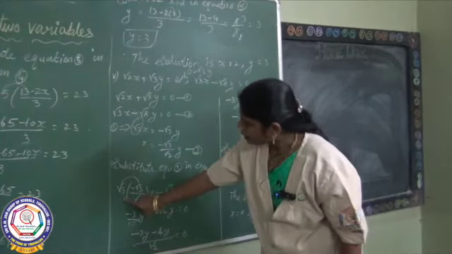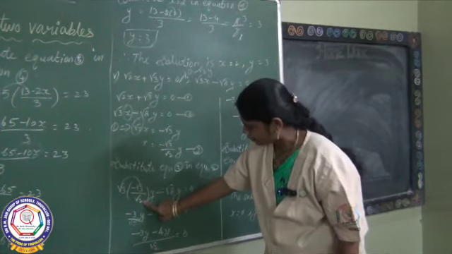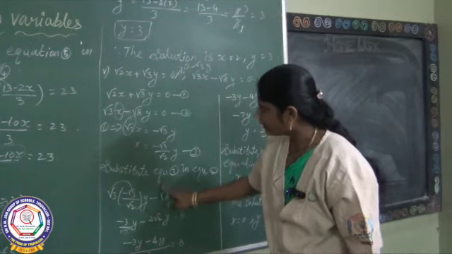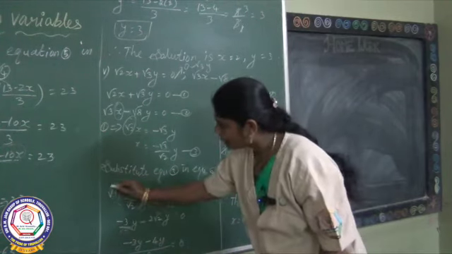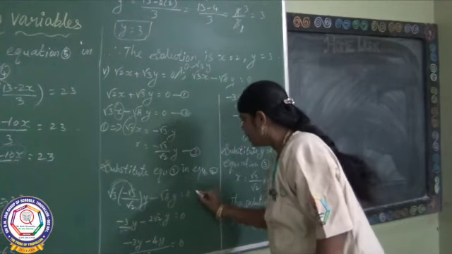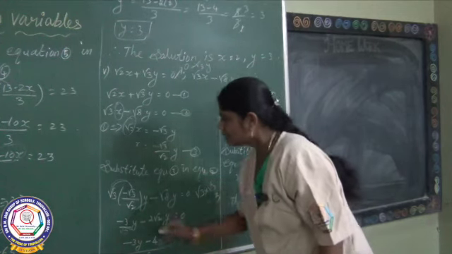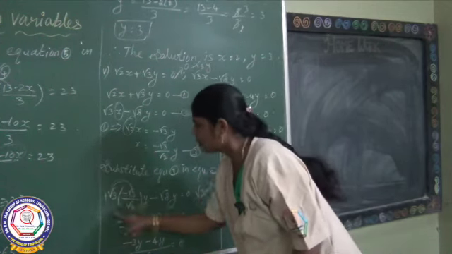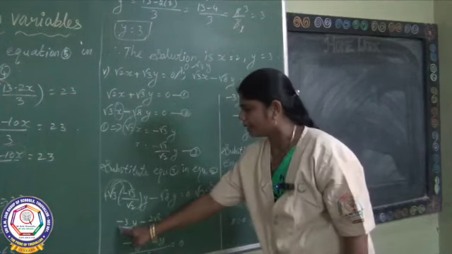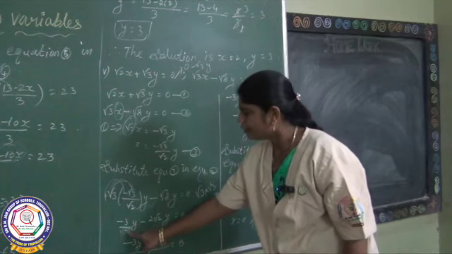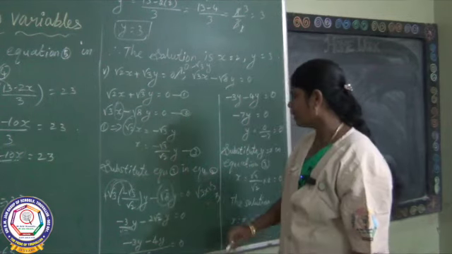So root 3 into x, instead of x you substitute the value, minus root 3 by root 2 into y, minus root 8 into y equal to 0. Here you multiply root 3 into root 3, you will get 3. And see the symbol here, plus. Addition is there, subtraction is there. So plus into minus you will get minus. So minus 3 divided by root 2 into y, minus the root 8. How can you write it?